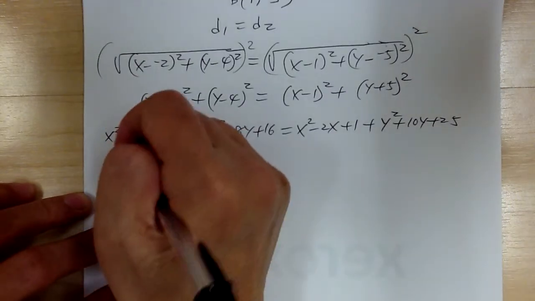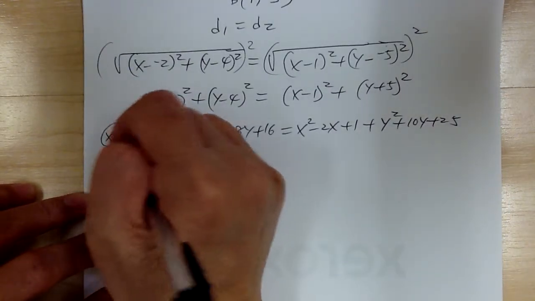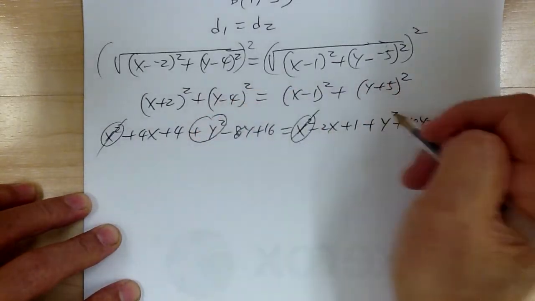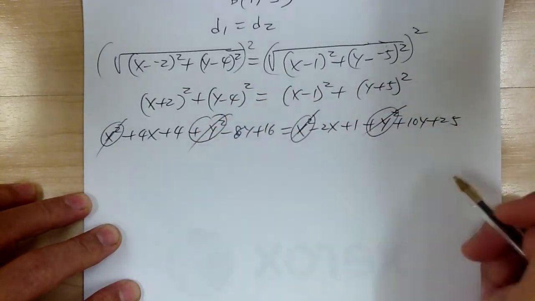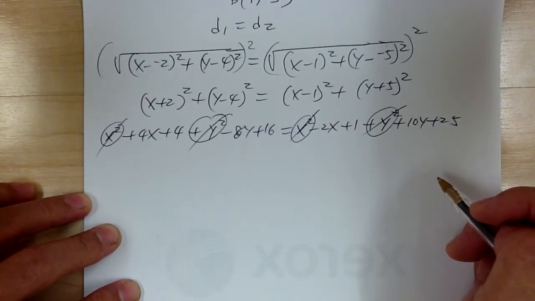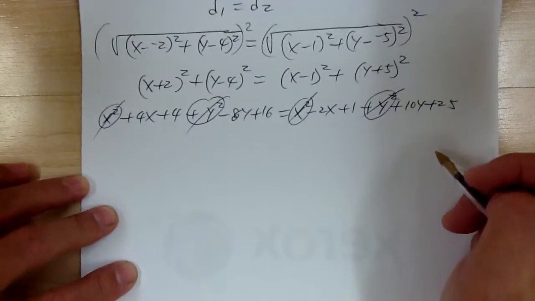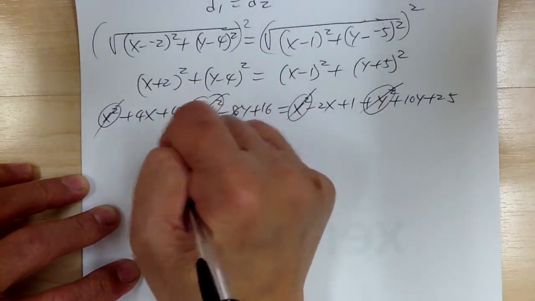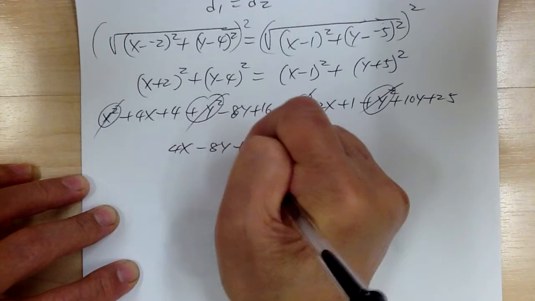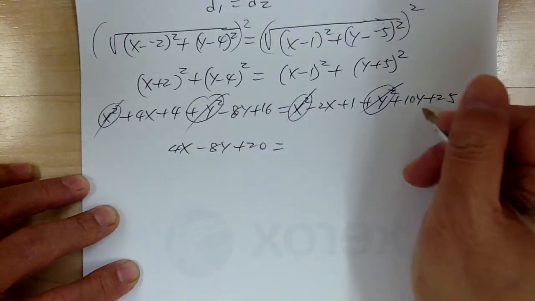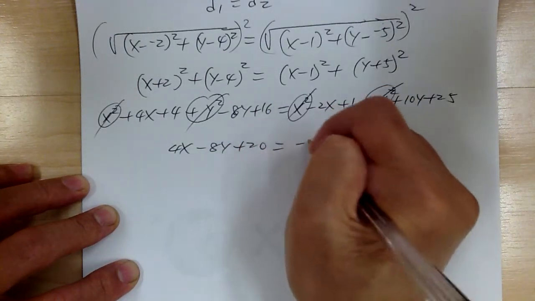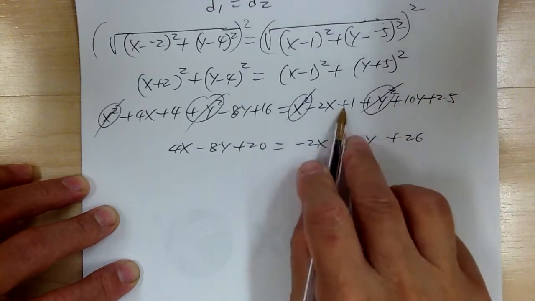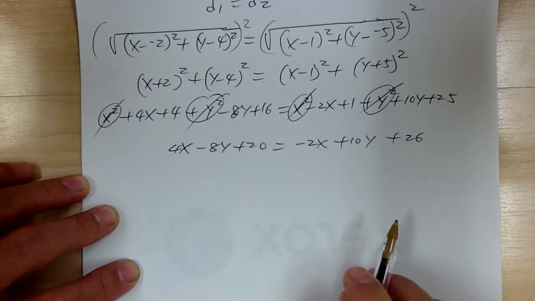And after that you simplify, so x squared and x squared will cancel out, and the y squared will cancel out. Okay, so let's simplify things a little bit. So I get 4x minus 8y plus 20 equal to negative 2x plus 10y plus 26. That's 1 and 25 give me 26.